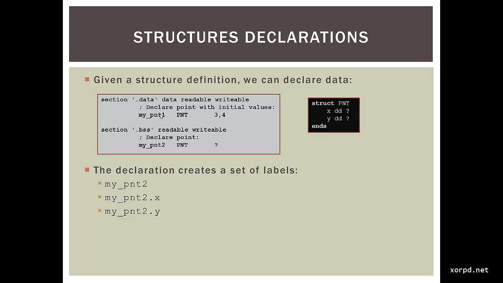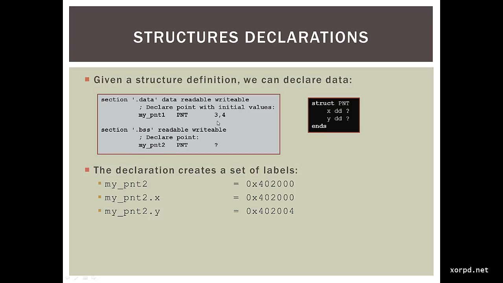But the declaration of a structure gives us some extra labels. If we take a look at the myPNT2 example, it gives us the usual label, which is myPNT2, which is just the address of this memory. But it also gives us two extra labels, myPNT2.x and myPNT2.y. And these two labels are going to point to the X field and the Y field of myPNT2.